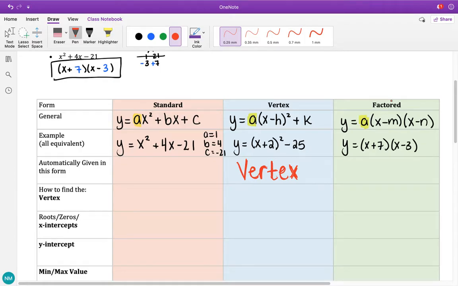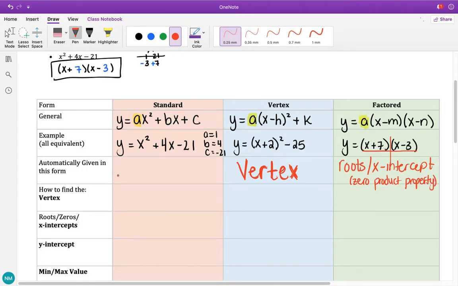Factored form. What do you get from factored form? Well, we know that when it's factored, we can use the t-chart and get our roots, or, not y-intercepts, x-intercepts. Immediately, we can get our roots slash our x-intercepts because you just set each one of these equal to 0 using the zero product property.